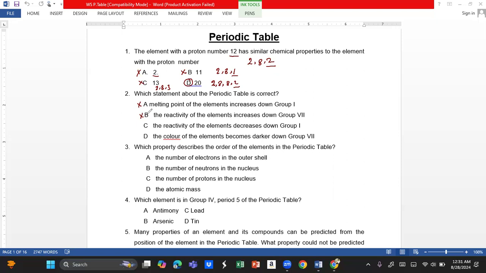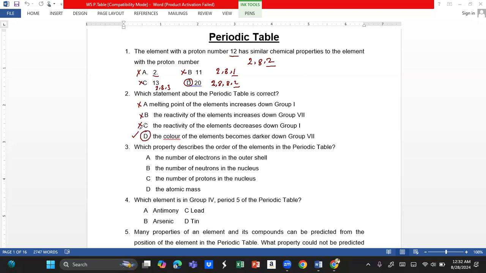In metals, the reactivity always increases down the group because it becomes easier to take out electrons from metals as their outer shell gets farther away from the nucleus. So option C is also incorrect. Option D should be correct. I am confident, yes, because all other options, I know that they are not applicable to this MCQ. The color of the elements becomes darker down group 7. It is a fact, and we have discussed how the color changes down the group.